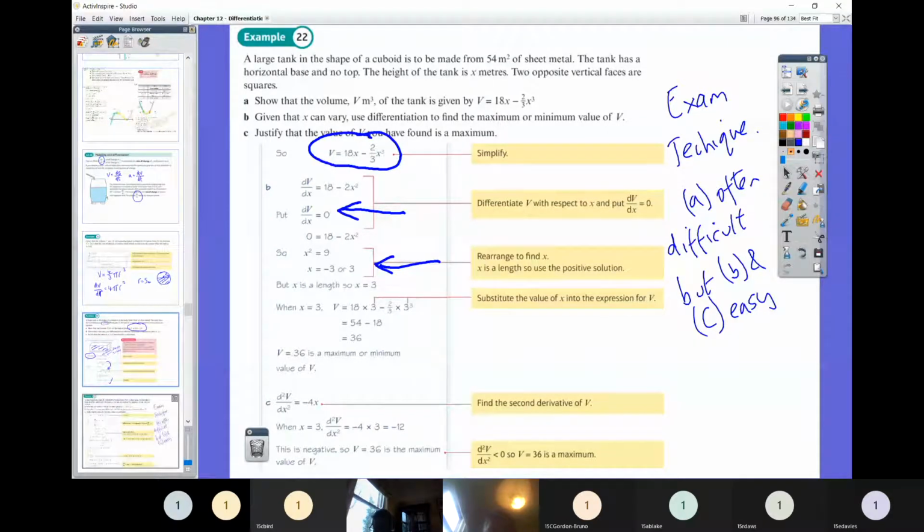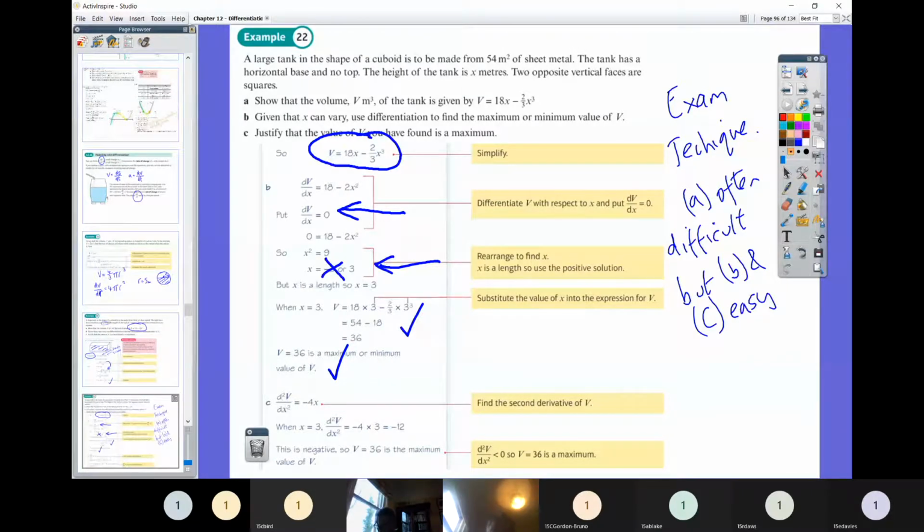Now, x is a length, so clearly it can't be negative. So the length is 3, and then you substitute that into the volume to work out what the volume is, okay? So we've worked out that the volume is 36. Now, we know that is either a maximum or a minimum volume. And then, do you remember what we were doing before? To work out whether it's a maximum or minimum, you take the second derivative, d2V dx squared.